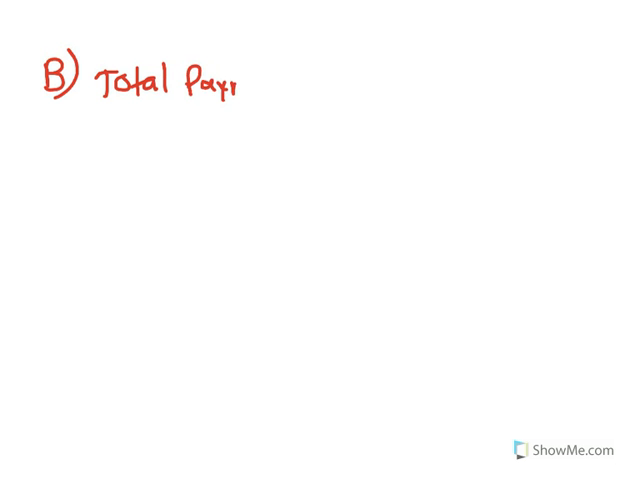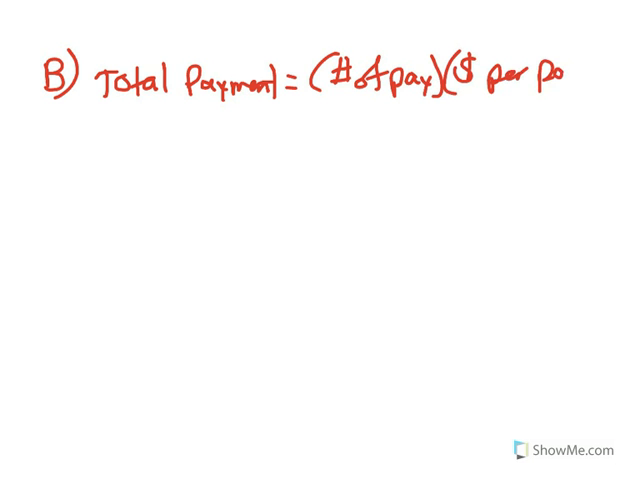How much money have they paid out? Simply take the number of payments times the dollar per payment. The number of payments should be pretty easy. They're paying for 30 years, and they're making 12 payments each year. They're making 360 payments.